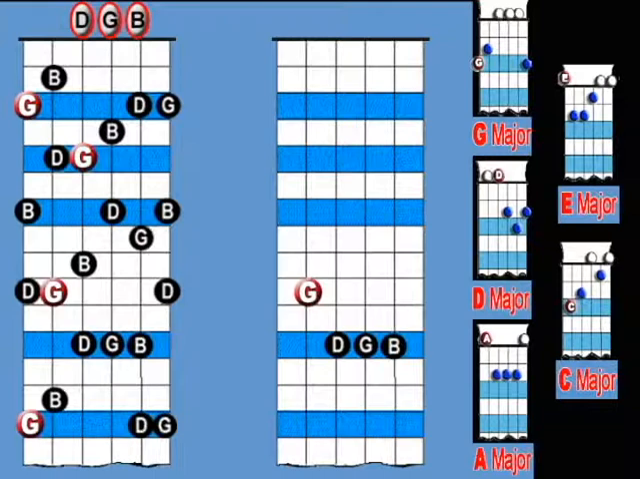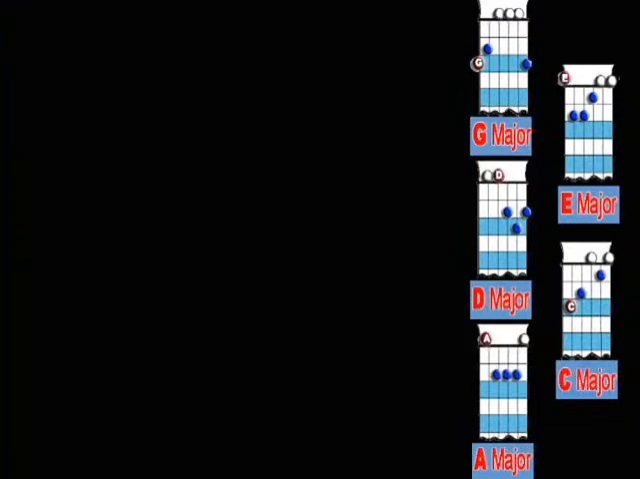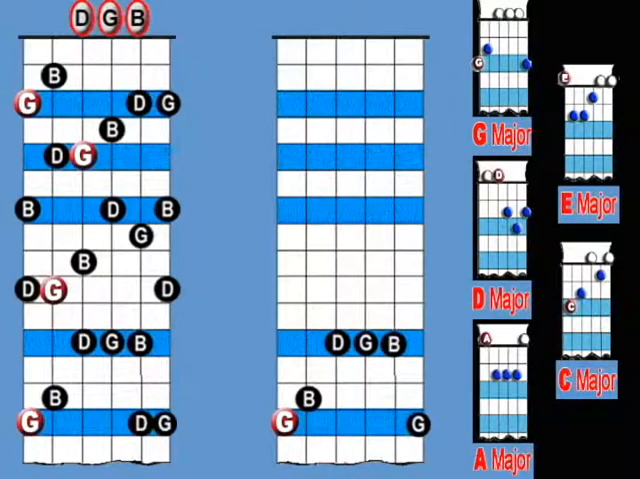To complete this exercise, we will take the basic open string G chord, transpose that up 1 octave, and we wind up with G in the 12th position. So in a nutshell, that's 5 position thinking as it applies to the key of G.